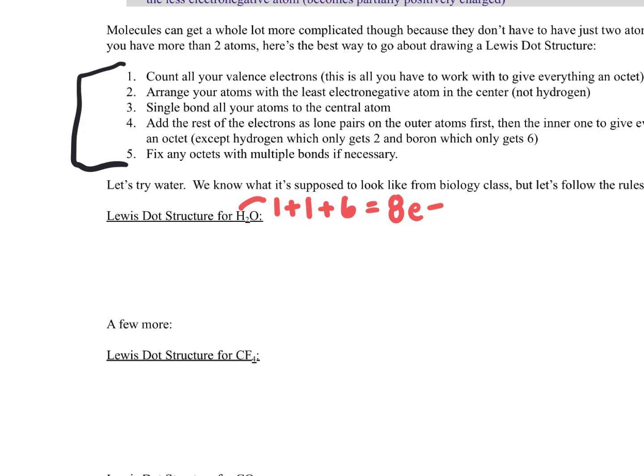The second step says arrange your atoms with the least electronegative atom in the center, but not hydrogen. So our only option here is to put oxygen in the middle, and then the hydrogens around the outside. It doesn't matter if you put them on either side or the top and the bottom, whatever. You just got 1 atom in the center, the other atoms around the outside. Then it says single bond all your atoms to the central atom. So we're going to just draw a single bond and attach everything to the central atom.